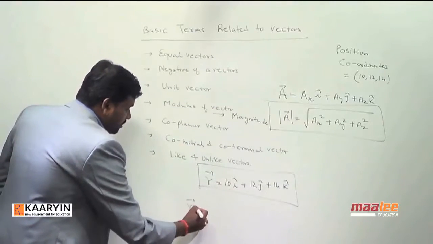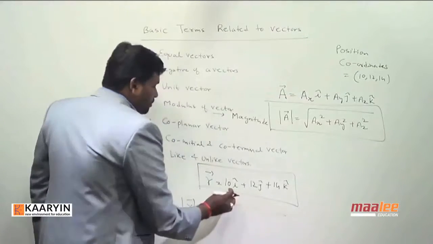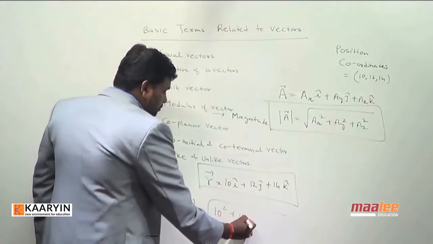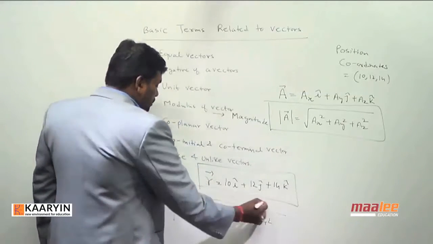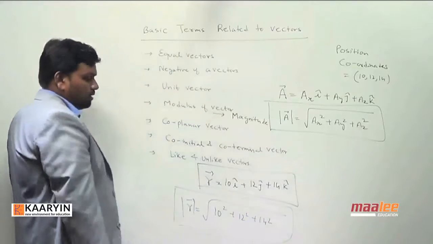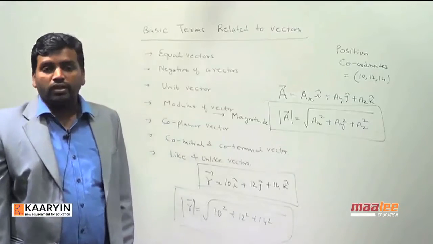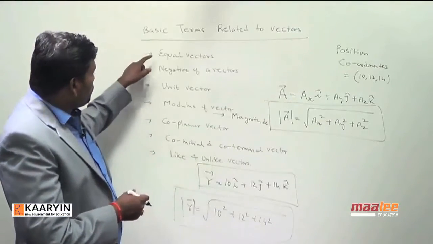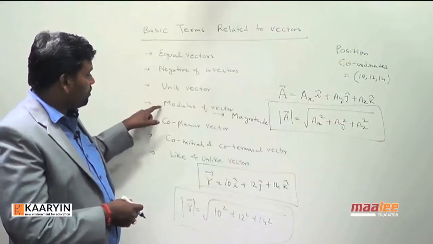So, magnitude of r is equal to what? In place of Ax what is there? 10. So, 10 square plus 12 square plus 14 square, root of that. As you solve it, you will get the answer. Okay. So, this is the method to find out the magnitude of a given vector quantity. Okay. So, equal vector is clear, negative vector is clear, unit vector is clear, modulus of a vector is clear.